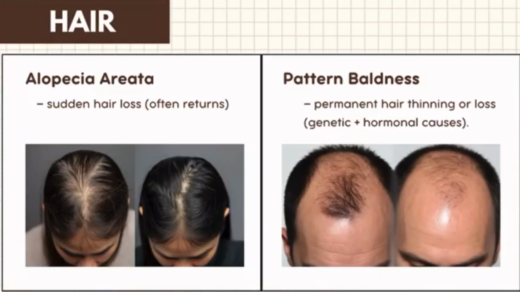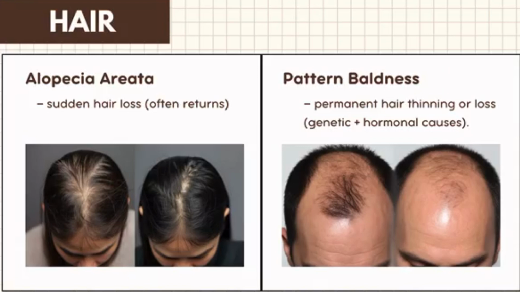Next, we have two examples of hair conditions. First, we have alopecia. This is a condition where a person suddenly loses hair in patches. But the good thing is, the hair often grows back. It is usually linked to the immune system attacking the hair by mistake.